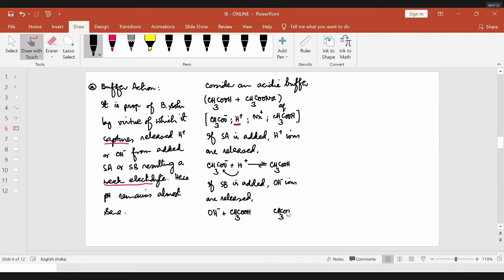There is a formation of CH3COO- and water. Who is that fellow? Weak electrolyte. Therefore, backward reaction. This implies pH remains almost same. This is called buffer action.